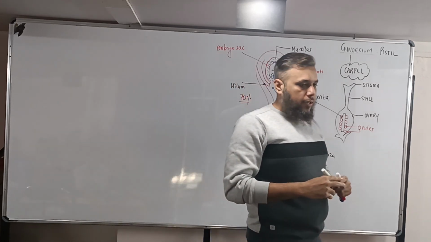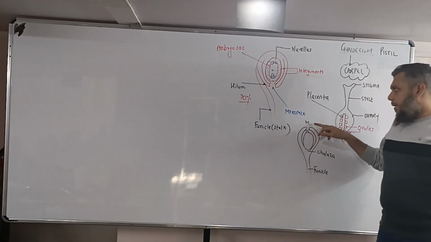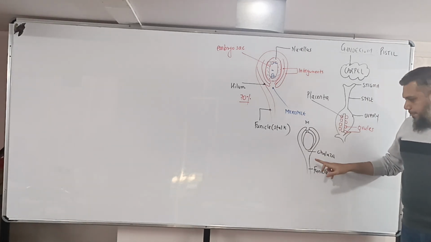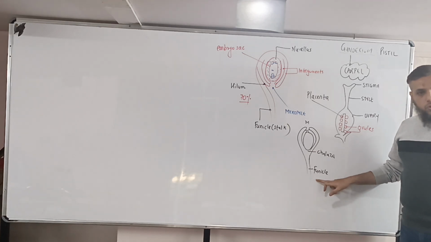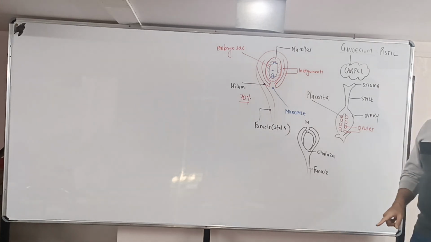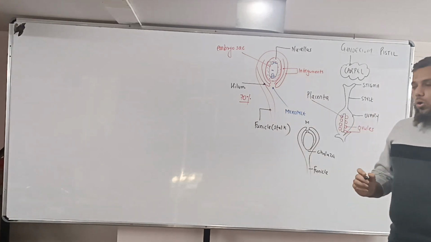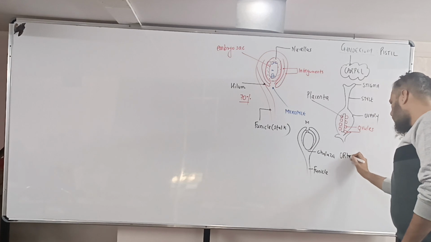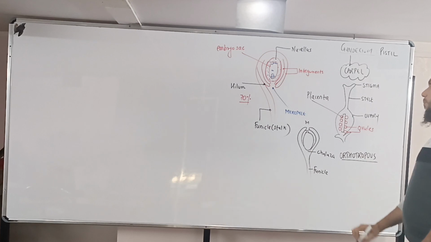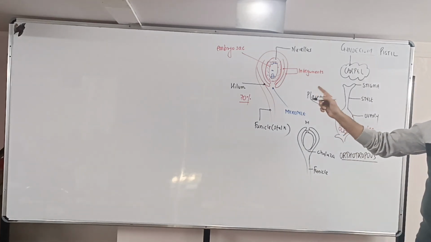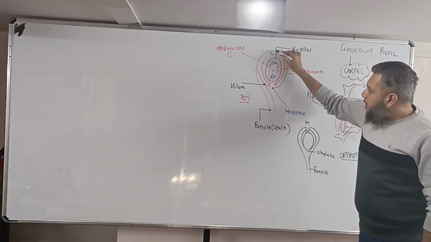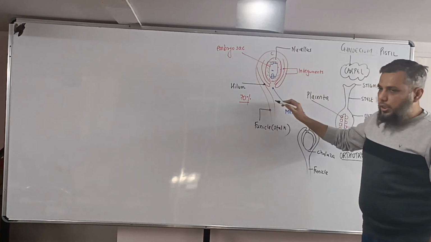Why are we calling it straight? Because the micropyle and the base of the ovule, which is called chalaza, as well as the stalk of the ovule, which is called funicle, all three are in the same line. Such an ovule is called a straight or orthotropous ovule. In this ovule, the micropyle and the chalaza are in one line. But is the funicle in line with them?